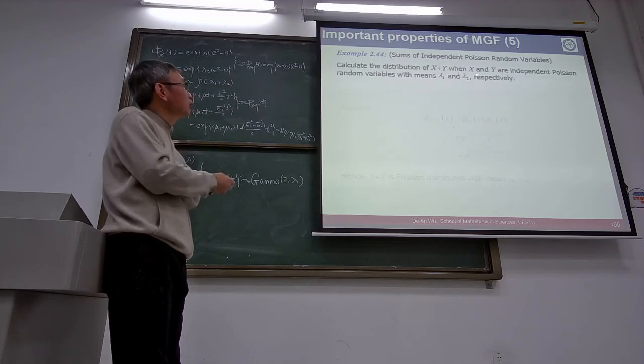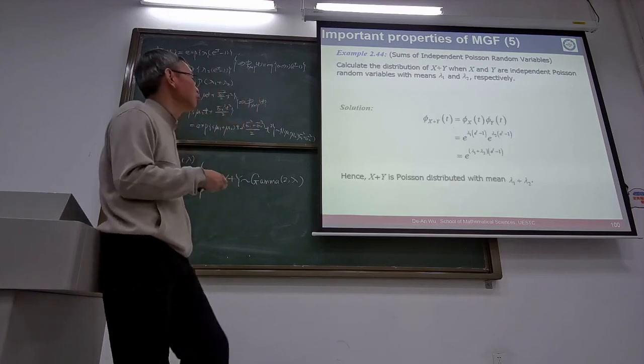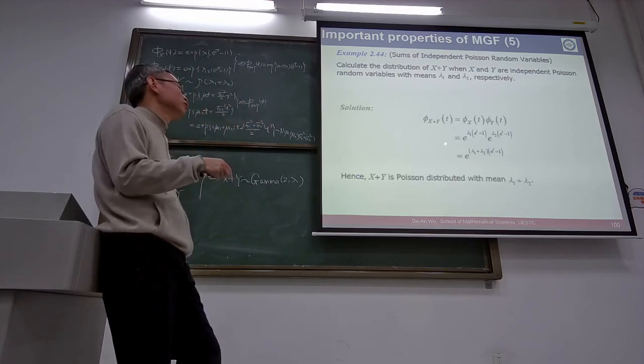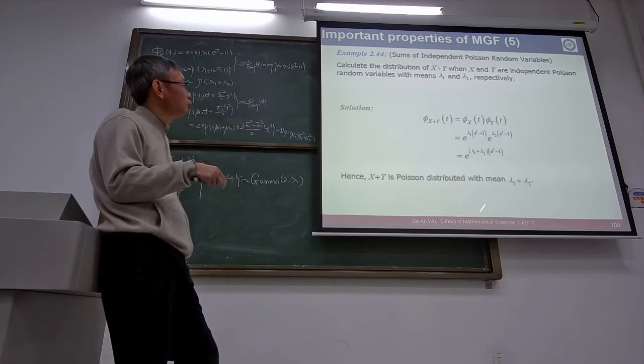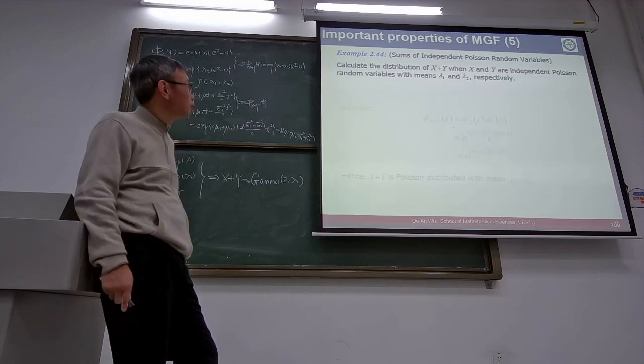The sum of Poisson random variables: calculate the distribution of x plus y when x and y are independent Poisson random variables with means lambda 1, lambda 2. I have shown you that it also follows Poisson with mean lambda 1 plus lambda 2. Okay.